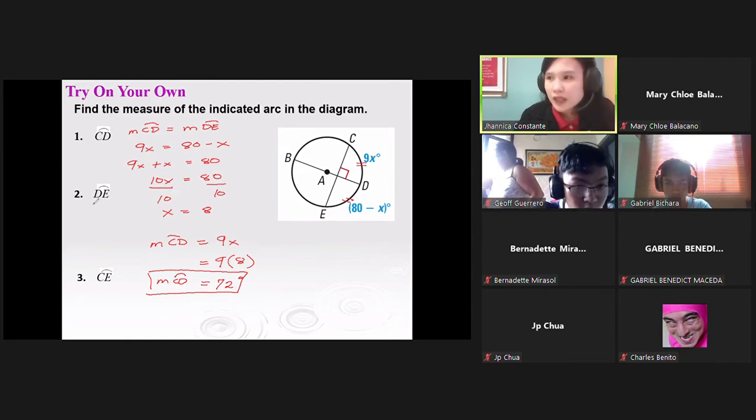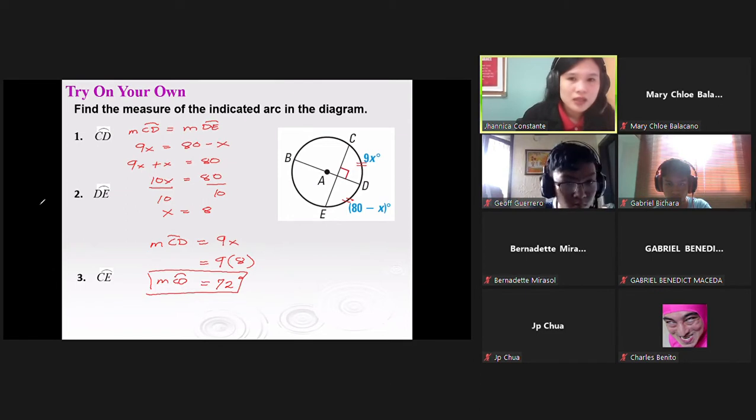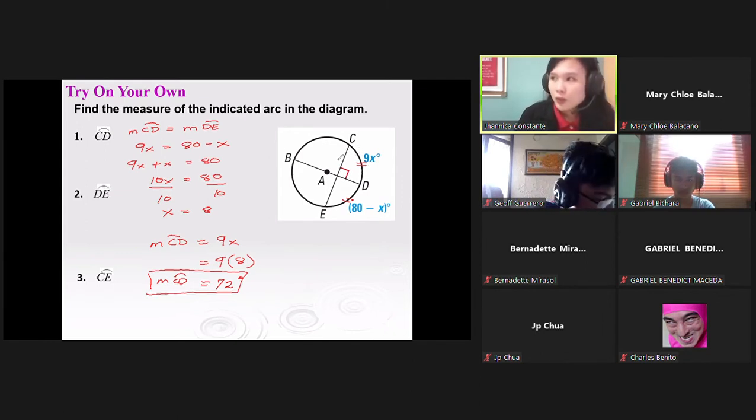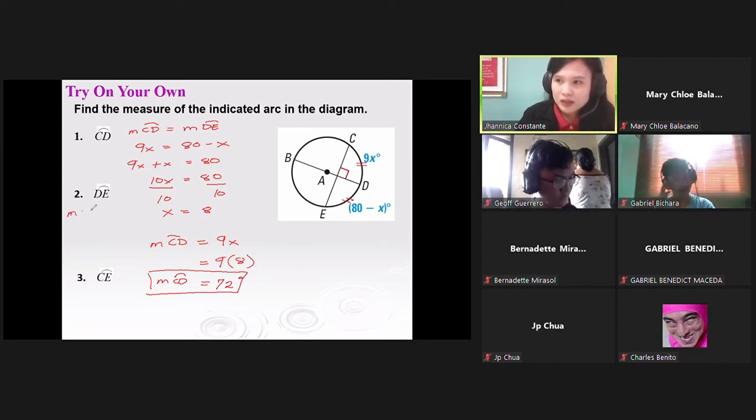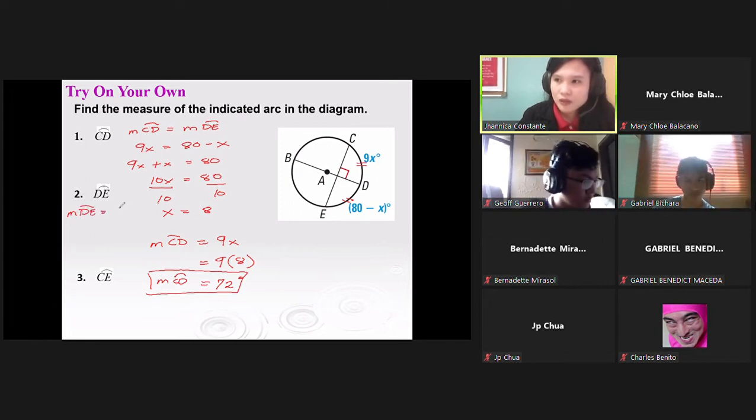So given that we are applying the second theorem of the congruent circle, where the diameter is the bisector of our chord, where the measurement of the arcs is congruent, if the measurement of CD is 72 degrees, that means the measurement of the arc DE is equal to 72 degrees also.